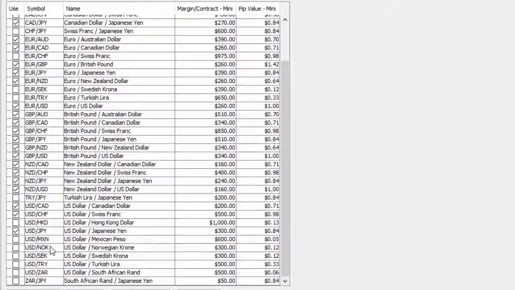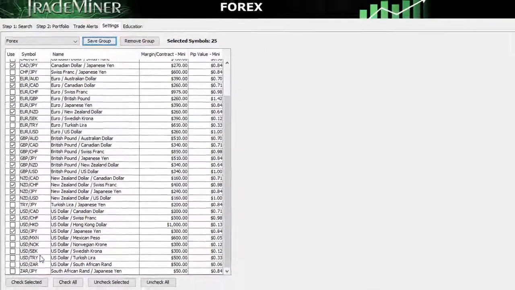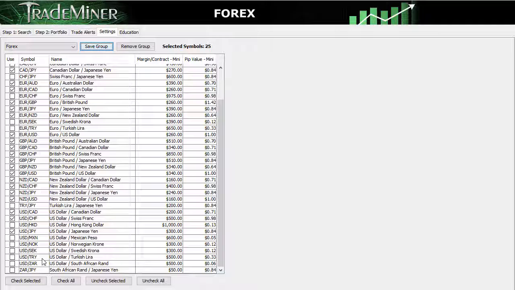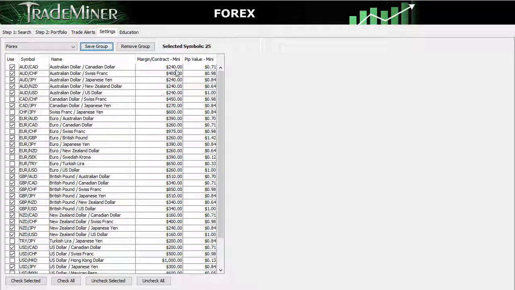The NOK, which is a Norwegian krona, I throw out. The ZAR, which is the South Africa rand, I throw that out too. I only focus on the 7 biggest and most liquid pairs.